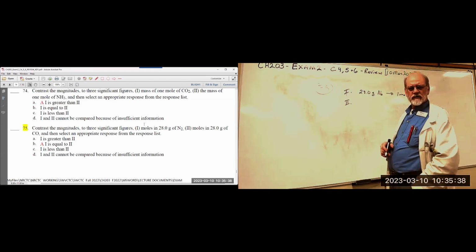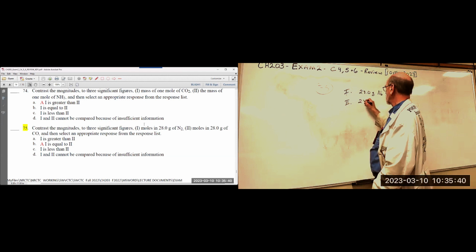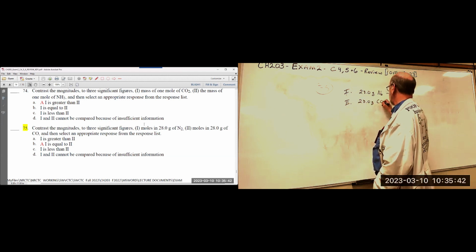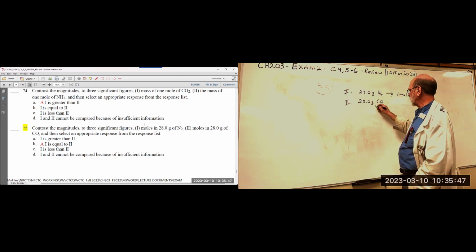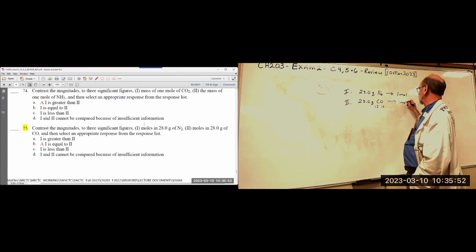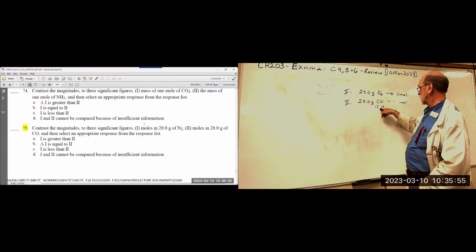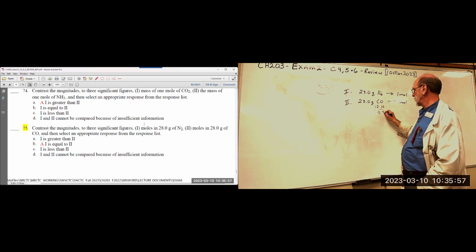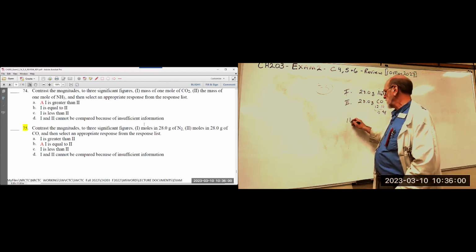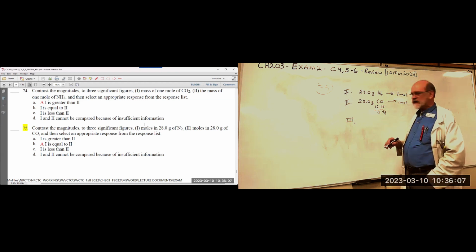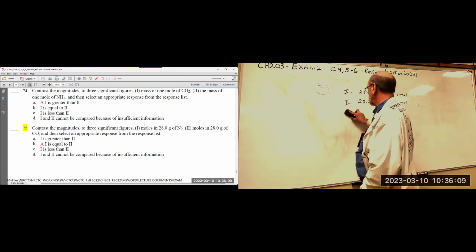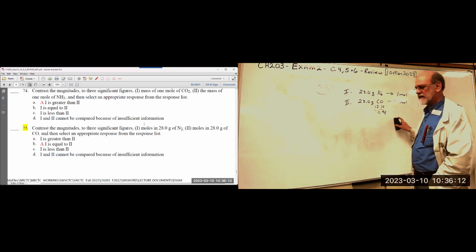Moles in 28 grams of carbon monoxide. So if this one is 28 grams, what's carbon monoxide? Well, it's 12 plus 16, right? That's 1 mole also. 28 grams. Do we have a 3? No, we don't. So 1 is equal to 2. Yeah, 1 is equal to 2. That's B.